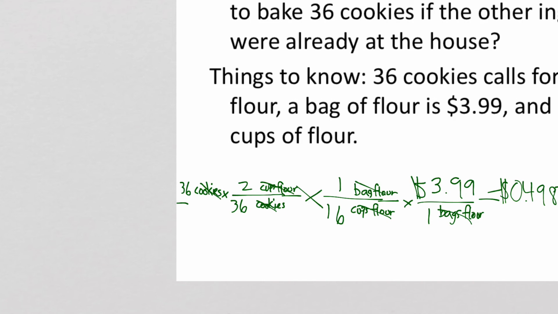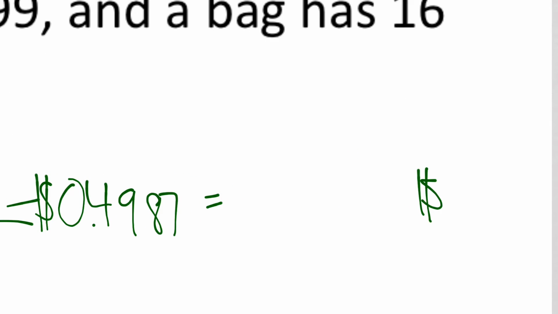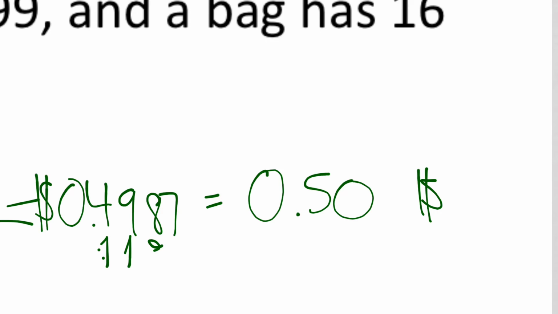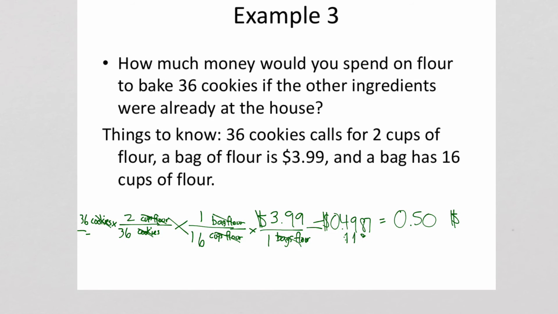I see I've got 2 sig figs here, so that means I will round up. Remember, not significant for the 0. 1, 2, this is an 8, so that would make it 50 cents. This is the way all of your problems should look.